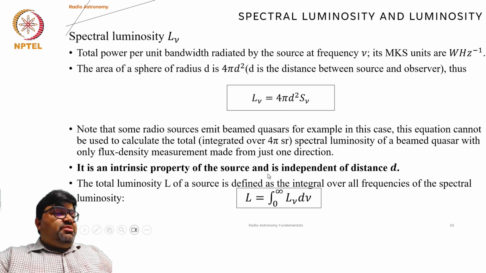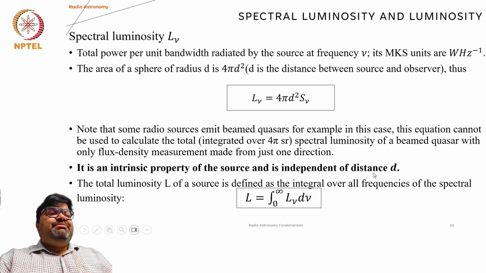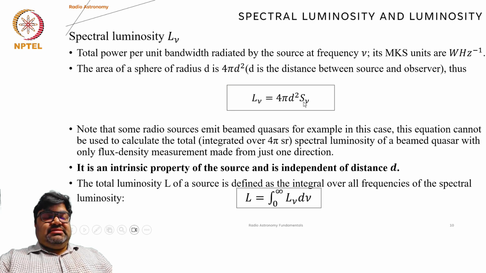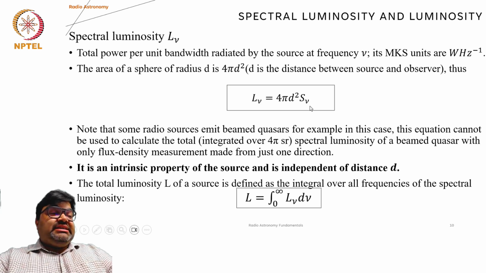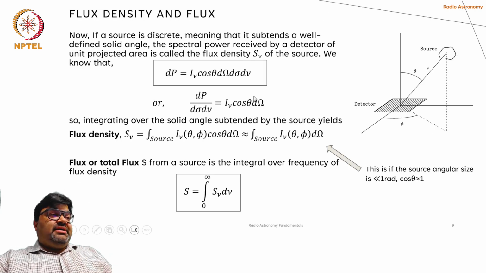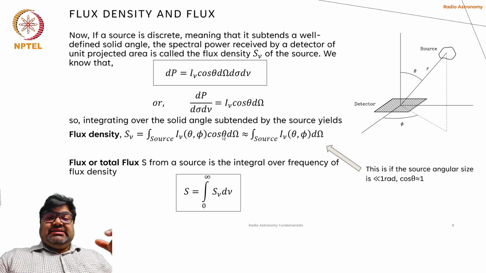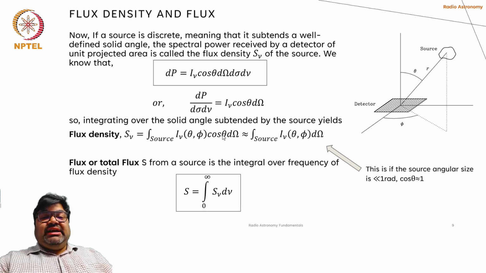It's an intrinsic property, so luminosity is an intrinsic property of the source and is independent of the distance. Luminosity is not dependent on the distance, but S, by definition, is dependent on the distance, because S is L over 4 pi d square. So S depends on the distance. Similarly, you can tell from the specific intensity that as the distance goes further, the solid angle decreases, and so I nu is independent of the distance, but S will depend on the distance because of the solid angle dependency.